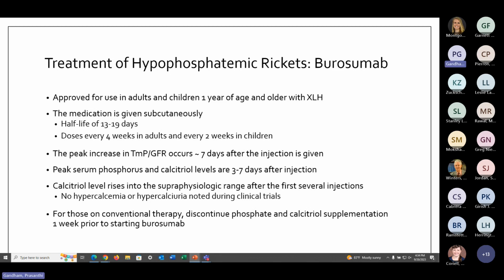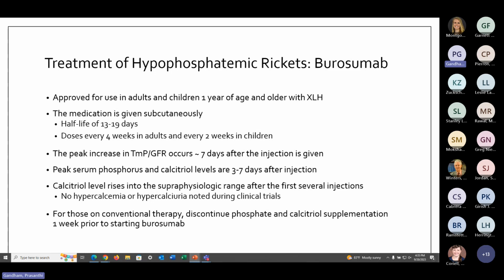The peak increase in the TMP-GFR after administration of the medication occurs about 7 days after the injection is given. The peak serum phosphorus and calcitriol levels are about 3 to 7 days after injection. And this is just helpful in terms of knowing when you might want to monitor labs to assess response to therapy.